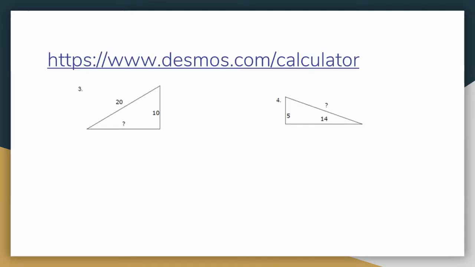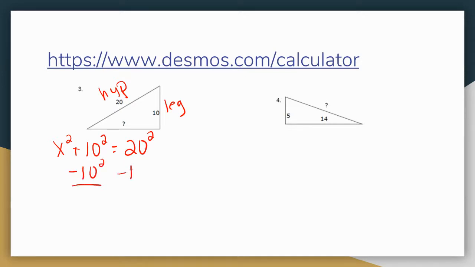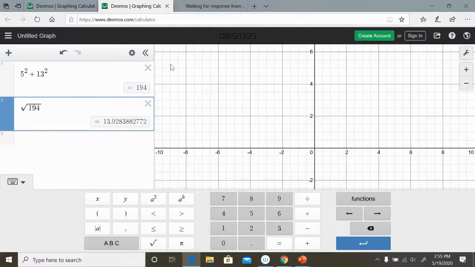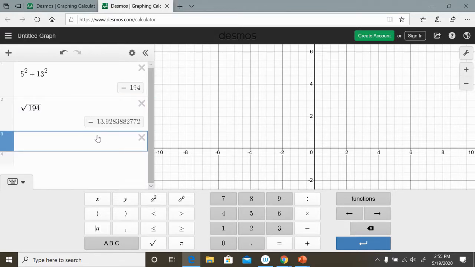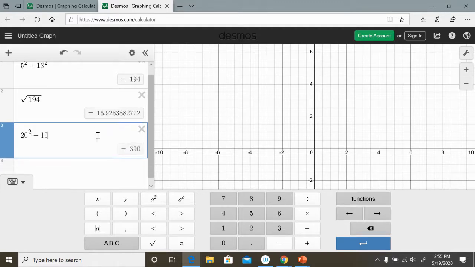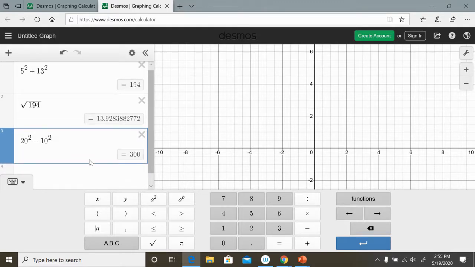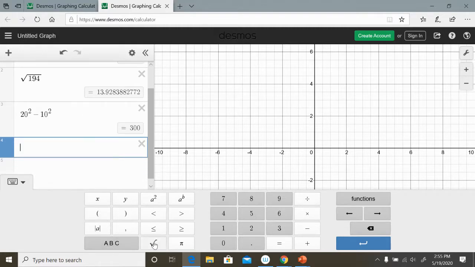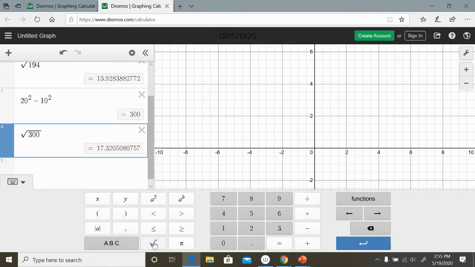Next example. So here I'm given a hypotenuse and a leg. So here I'm going to do my leg squared plus my leg squared is equal to my hypotenuse squared. So I need to subtract 10 squared from both sides and get x squared is equal to, go back to Desmos, and I've got 20 squared minus 10 squared, which is 300. I'm going to kind of save myself a step here, and we are going to take the square root of 300 right here, and we get 17.3.